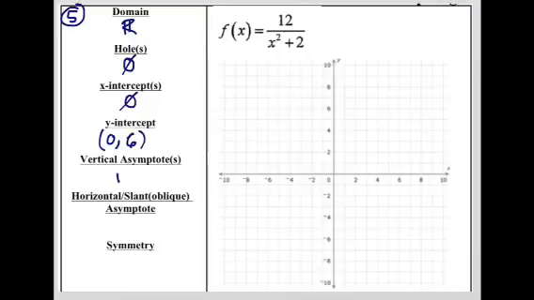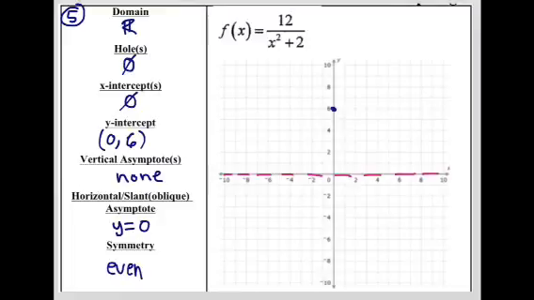Vertical asymptotes: none. Horizontal asymptote: it's a bottom-heavy function, so it's y equals 0. As for symmetry, when you replace the x with a -x and you simplify, you get the same function back. So this is an even function. Again, remember it's symmetrical with respect to the y-axis.